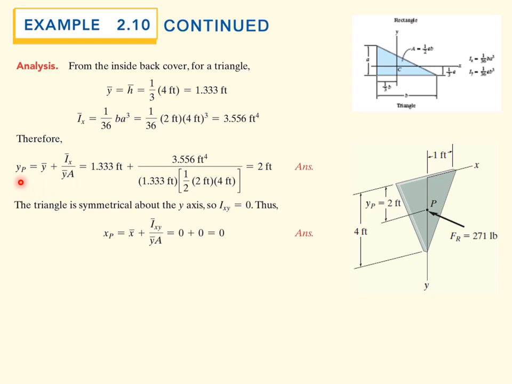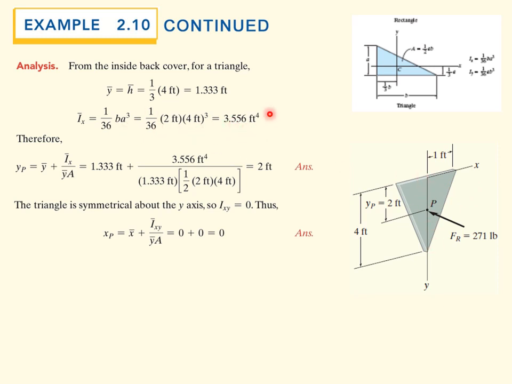So finally, we can find what the coordinates of the center of pressure are. Y sub P is equal to y bar plus I x bar over y bar A. Y bar we found in the previous slide, 1.33 cubic feet, I'm sorry, 1.33 feet. Plus, you can find I x bar by looking, again, at the inside cover of the book. It's 1/36 b times a cubed. So b here is 2 feet, and a is 4 feet. So b here is the width, and a is the depth.